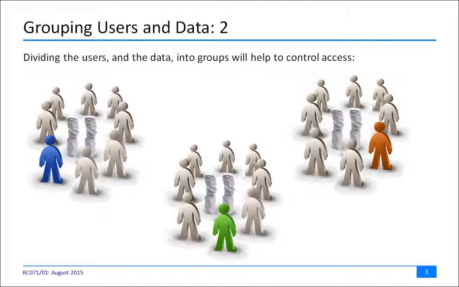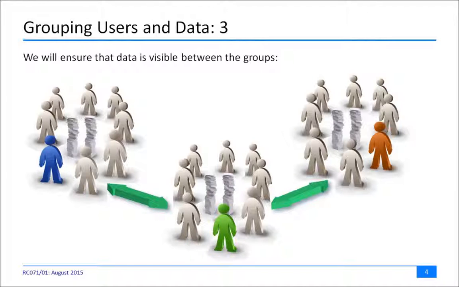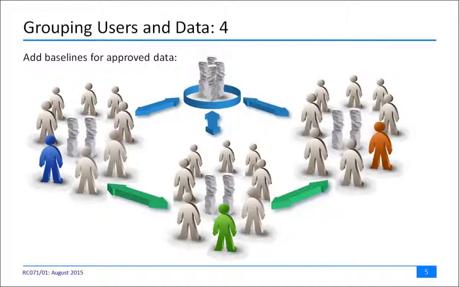The data local to each group, whatever we decide it will be, can easily be accessed differently to data in other groups. Similarly, the users in each group will have a related purpose, so their access to each set of data will be similar. We can ensure that data is visible throughout the project by allowing each group read-only access to the data in other groups. Cradle's baselines can manage information that has been formally approved in the project. We can ensure that all groups have read-only access to these baselines.